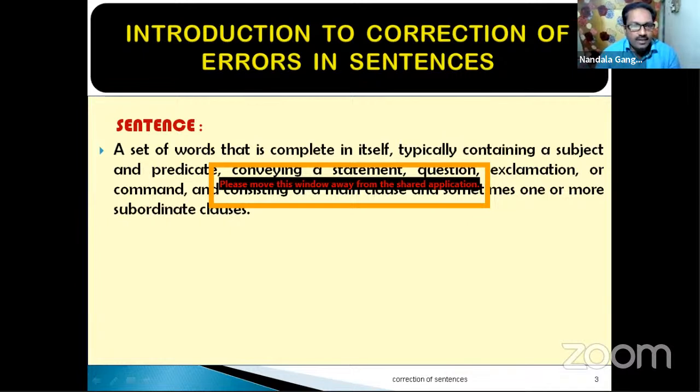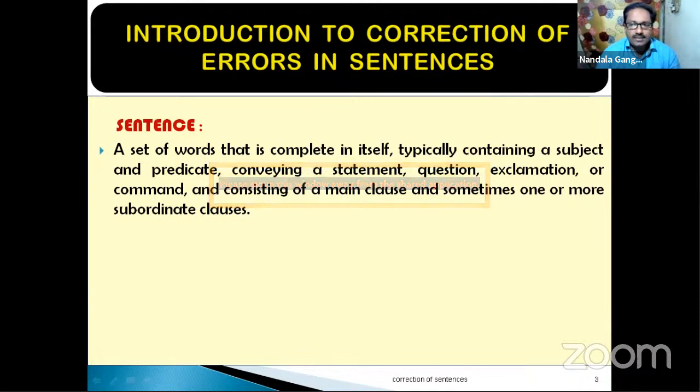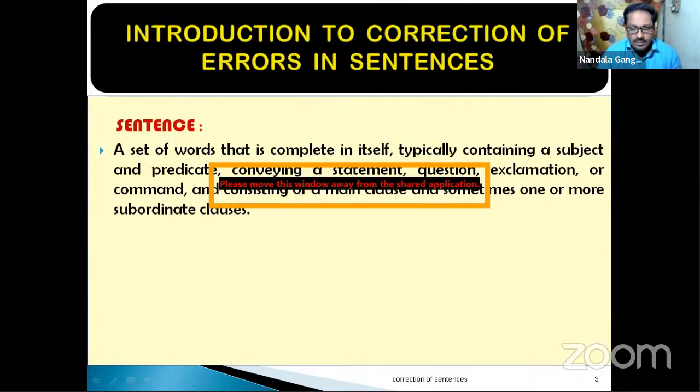Here, it has a set of words. There may be phrases and sentences. The sentence contains a subject and predicate. The normal sentence consists of subject and predicate, and the sentence may convey a statement, question, exclamation or command, and consist of a main clause and subordinate clauses.